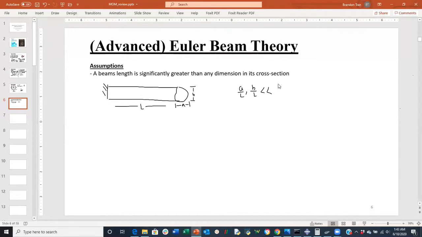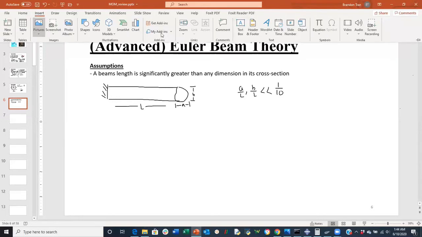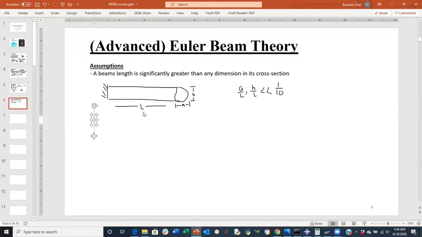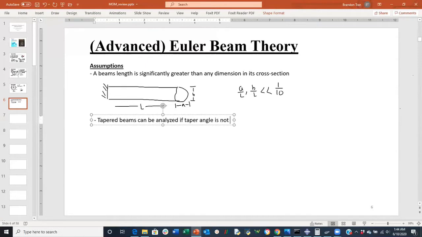This is the definition I use, so this varies from person to person. What I like to say is these numbers have to be smaller than 1/10. That's what I consider smaller cross dimensions. So now this is opinionative for many others; this is just the notation I use. The next assumption we have to make is for tapered beams: they can be analyzed if the taper angle is not steep.